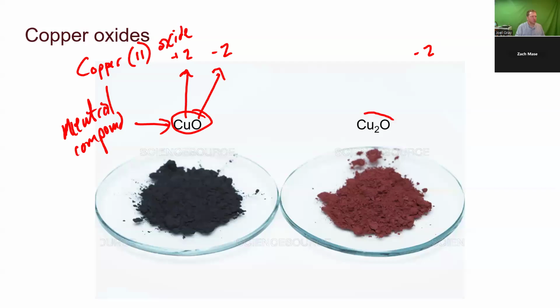What is the charge of this compound? Add that to the chat. What charge is indicated right here? Neutral. It's 0. There is no marking right here. Okay, so this is an ionic compound.